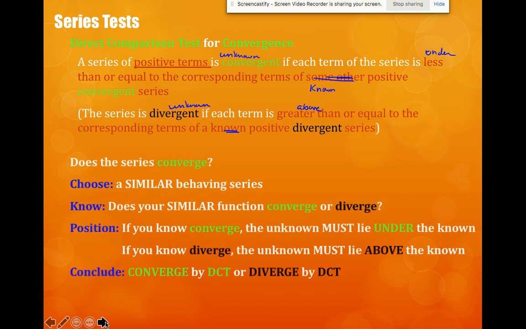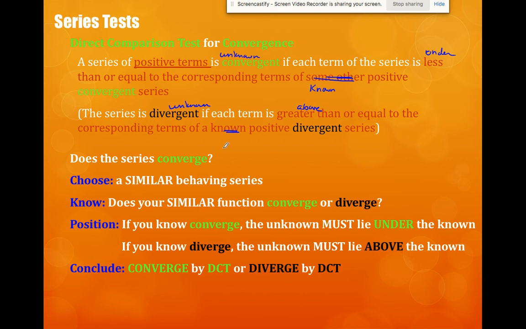So here are my steps to do the DCT. Remember, first, when somebody asks me, is it arithmetic? No. Is it geometric? No. Look at the limit of the terms. No. Is it a p-series? No. Can I compare it? Is the series they're asking me about similar to a geometric or p-series? Choose it. Tell me which one, right?